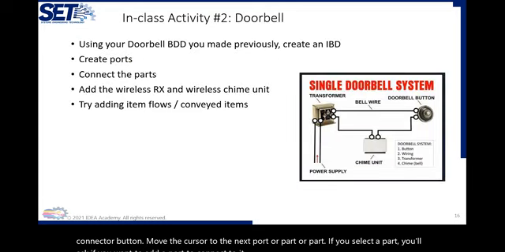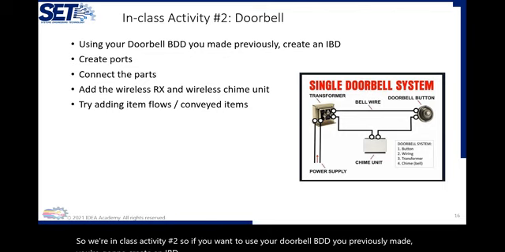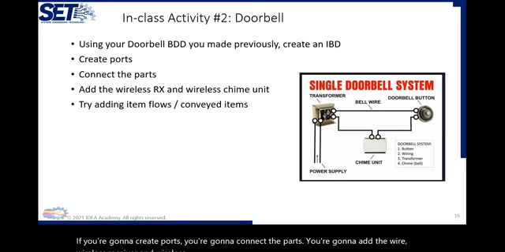So we're in class activity number 2. So you want to use your doorbell BDD you previously made. You're going to create an IBD. You're going to create ports. You're going to connect the parts. You're going to add the wireless receiver and wireless chime unit. And you're going to try adding flows and conveyed items.